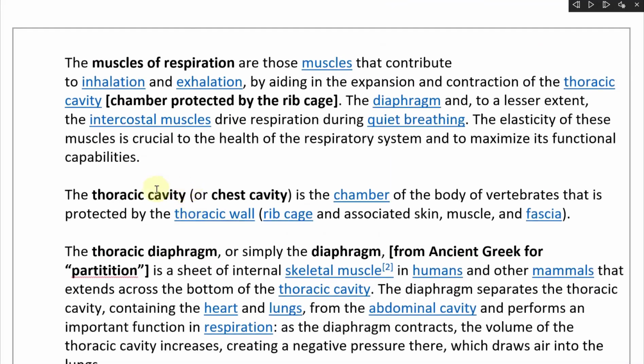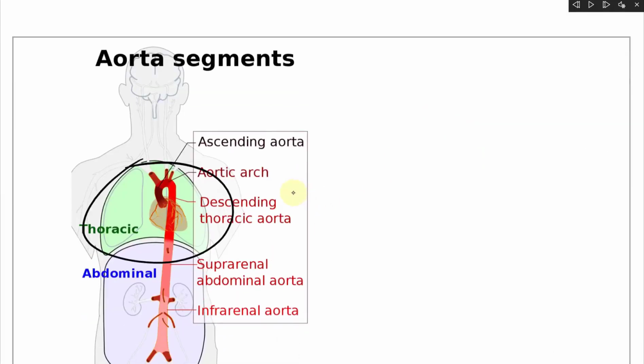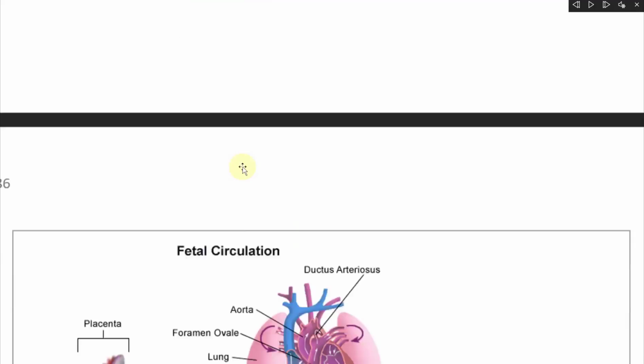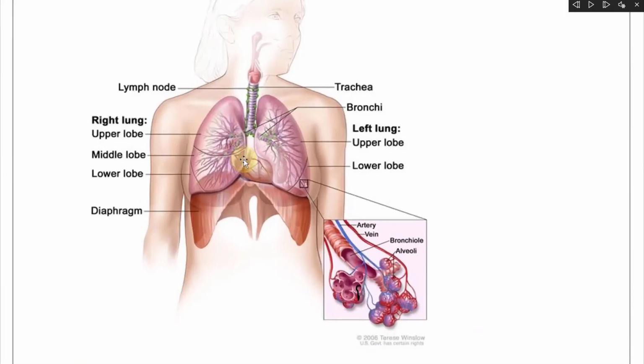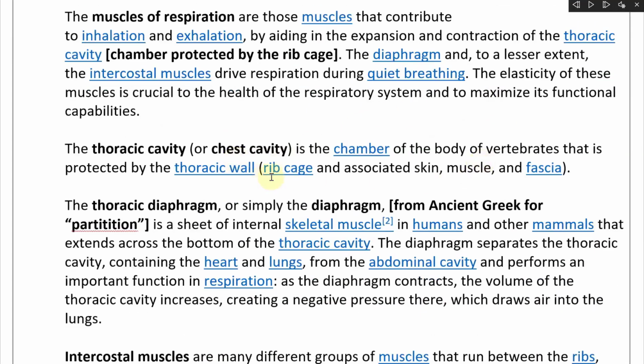And going further, this is the thoracic cavity there, and this is the expansion and contraction of the thoracic cavity. Now if you scroll up here, remember the thoracic cavity is just over here. So that is the thoracic cavity there, and it's protected by the rib cage and the skin and fascia, etc. So rib cage, the bone, and then associated skin, muscle, and fascia, protected by the thoracic wall, which is all these together.